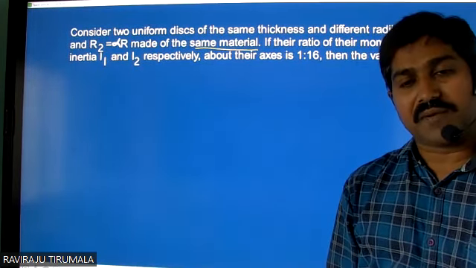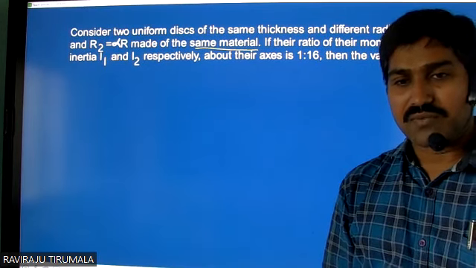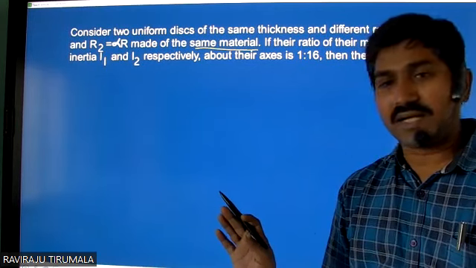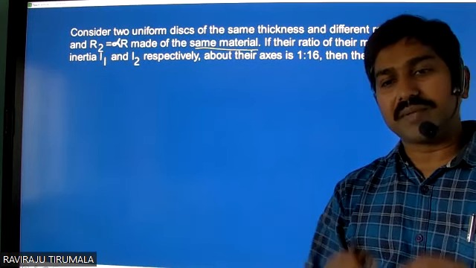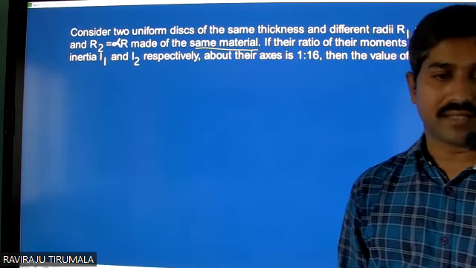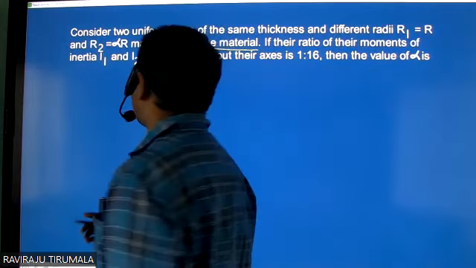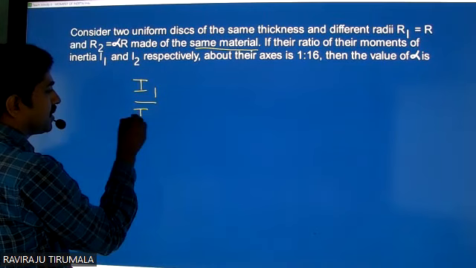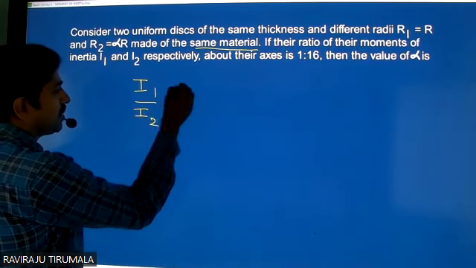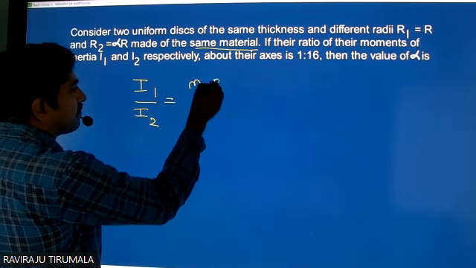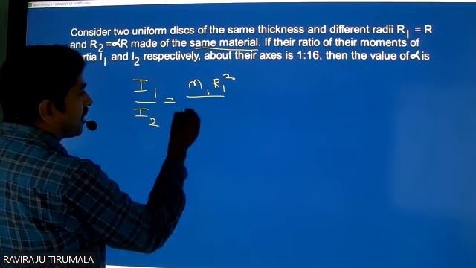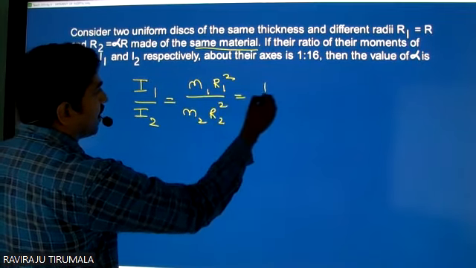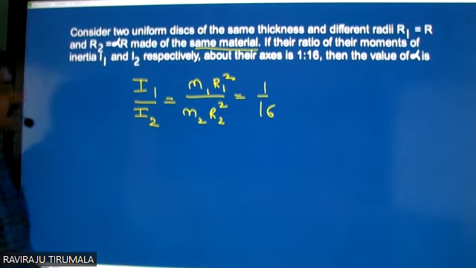See, for the first axis, if the formula is mr square by 4, for the next one also it is mr square by 4, na? So the numbers will definitely be cancelled. Whatever may be the axis, it does not matter here. So you have to identify here only the ratio of moments of inertia, I1 by I2, which is equal to m1 r1 square by m2 r2 square, which is given as 1 by 16.